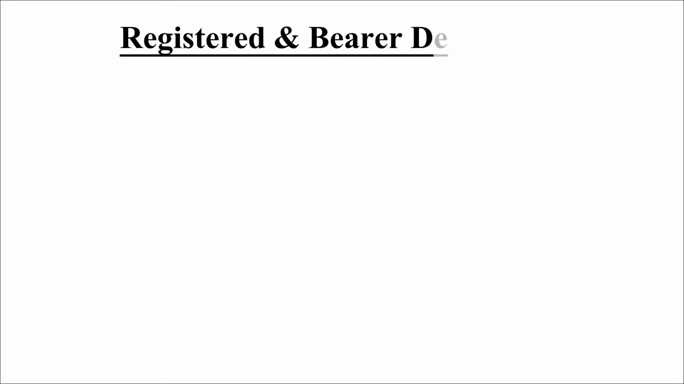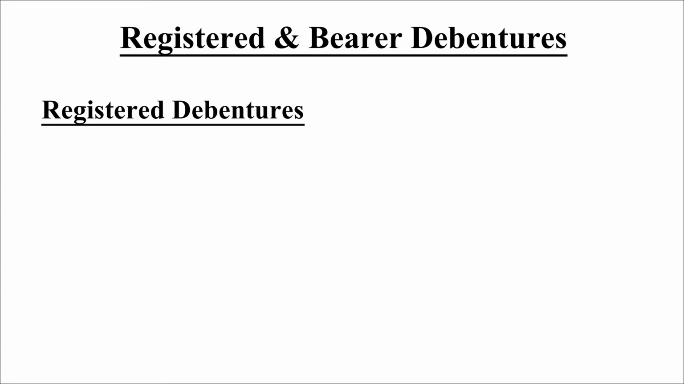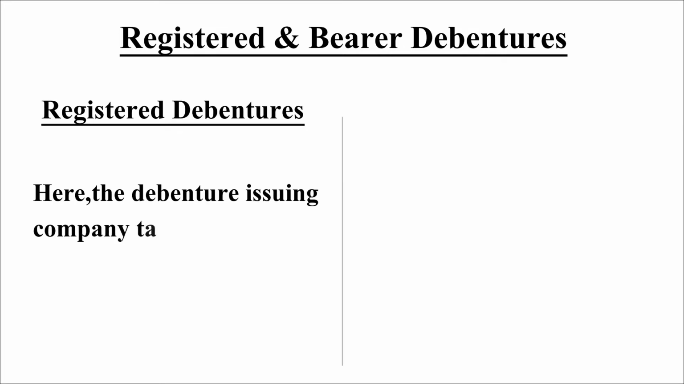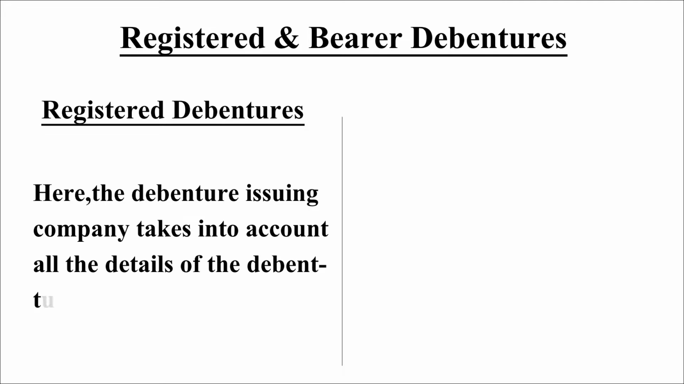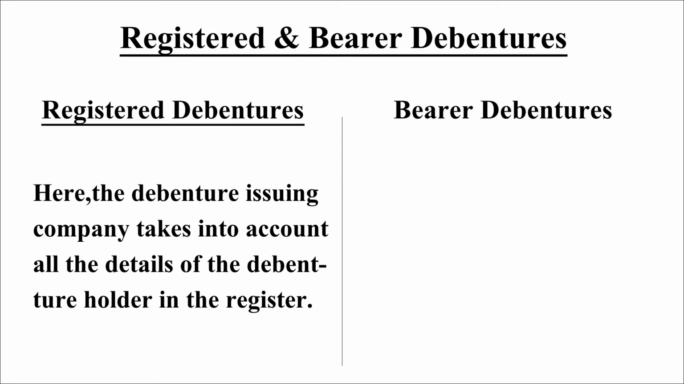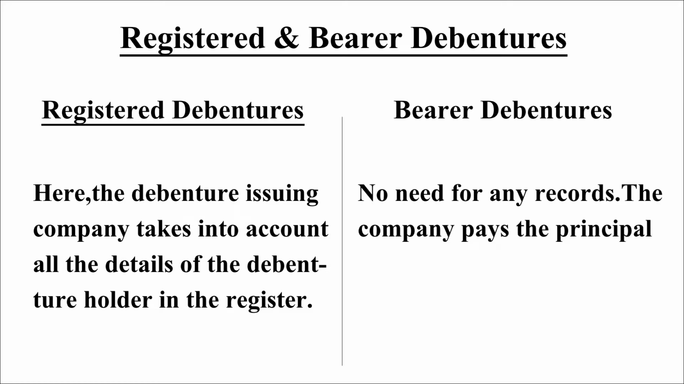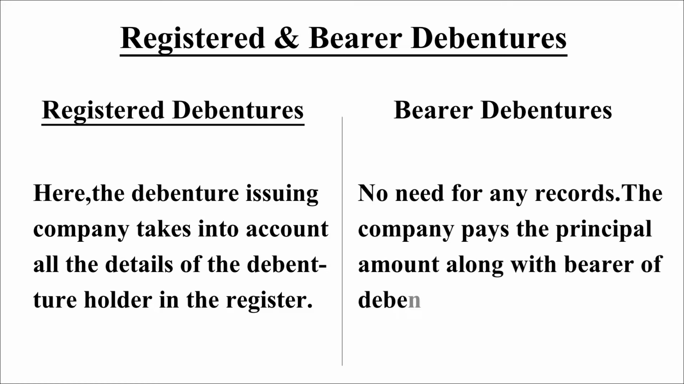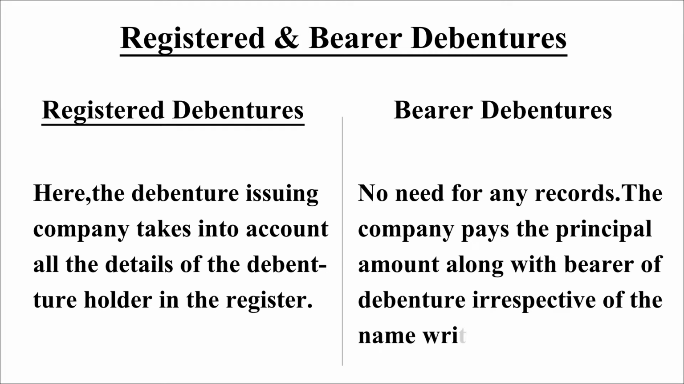Registered and bearer debentures. Registered debentures. In the case of a registered debenture, the company that issues the debentures takes into account all the details of the holder, such as the name and address of the investors, and the number of debentures issued by the company to the debenture holder in the register. Bearer debentures. Bearer debentures issued by a company allow their holders to not maintain any records. Here, the company pays the principal amount to the bearer of the debenture, irrespective of the name written in it.